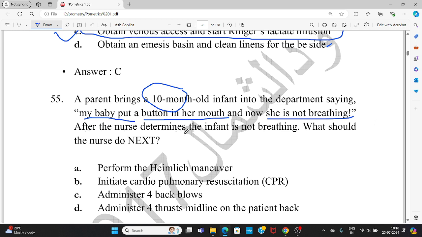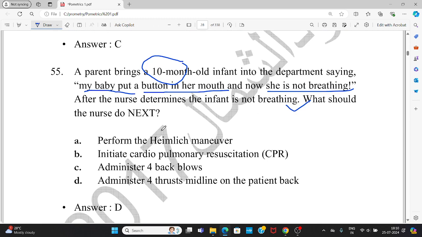After the nurse determines the infant is not breathing, what should be done next? Perform the helmet maneuver, initiate cardiopulmonary resuscitation, administer 4 back blows, administer 4 thrust midline on the patient back.